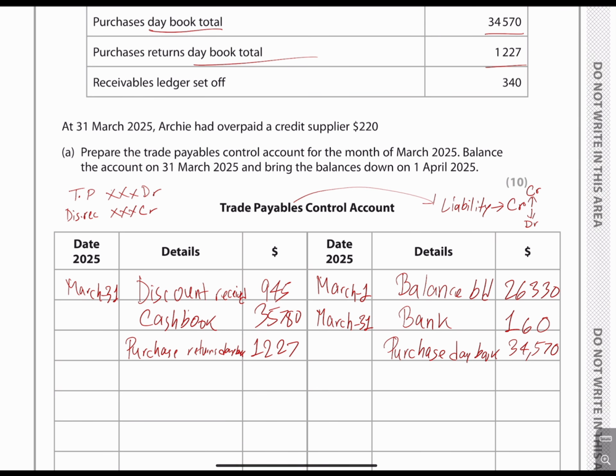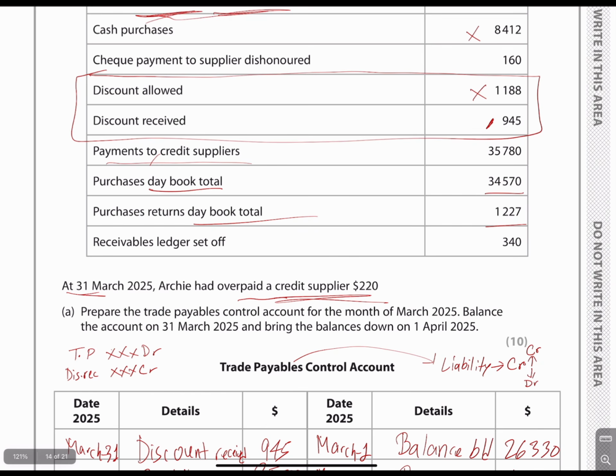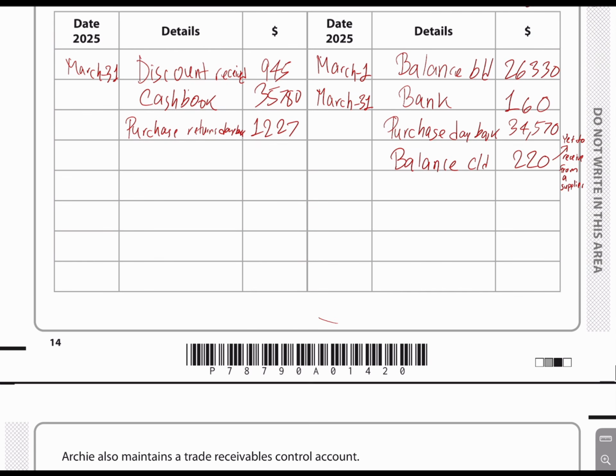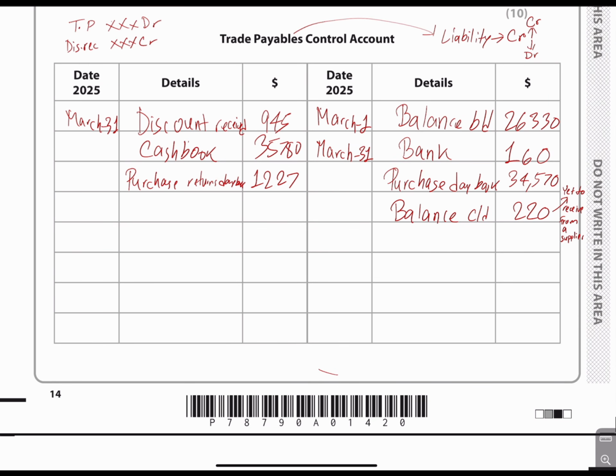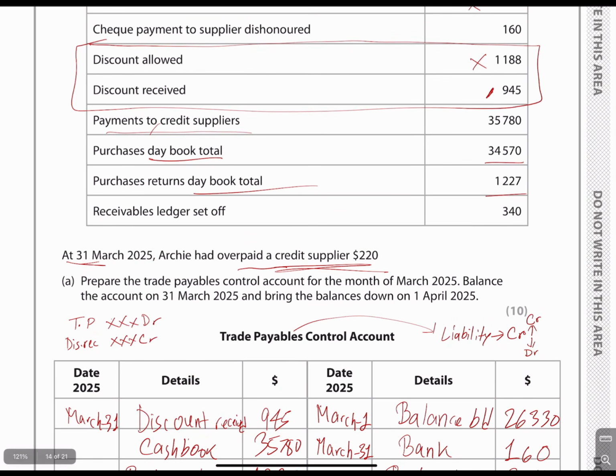Lastly, we have the receivables ledger set off. Set off means it's a contra. So contra, it decreases your liabilities, so it is on the left side. You can write either contra or set off. It's 340.